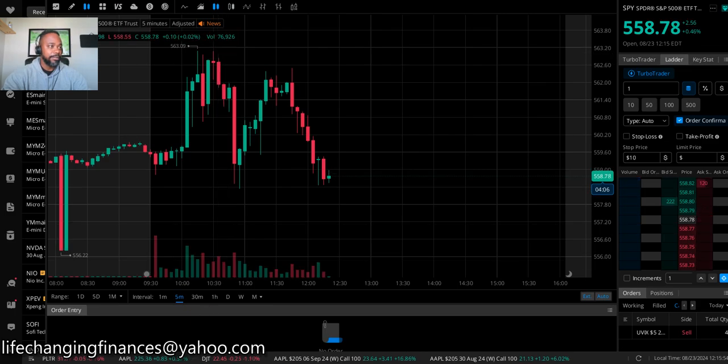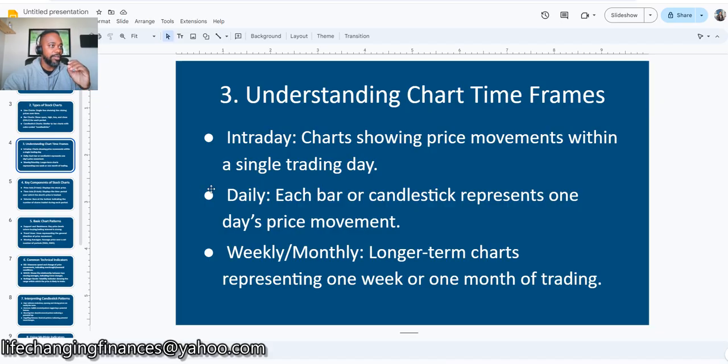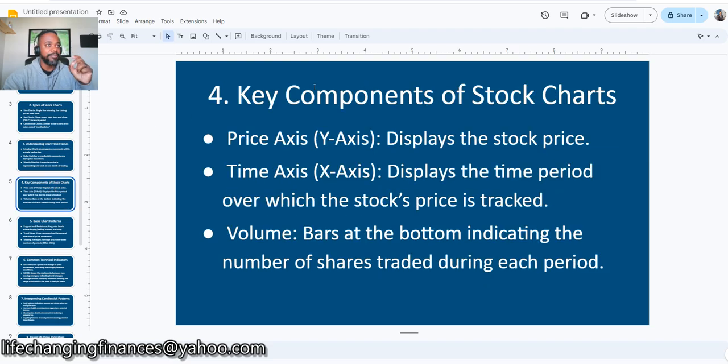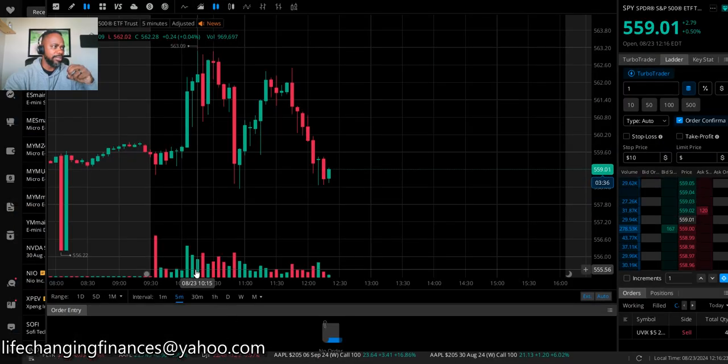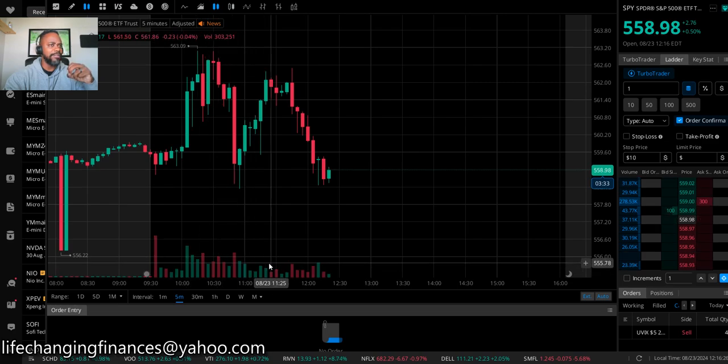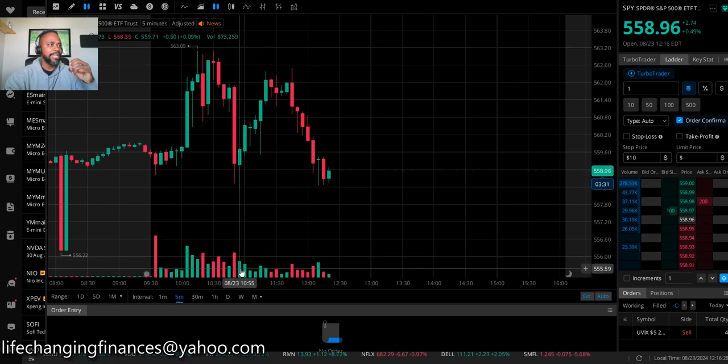Okay. Now, when we talk about the key components of stock charts, you have the price axis, which is your Y, which goes up and down and displays the stock price. And then you have the X axis, which displays the time period over which the stock's price is tracked. And then you have volume bars at the bottom indicating the number of shares. So here's the volume bar here. It shows you the volume activity.